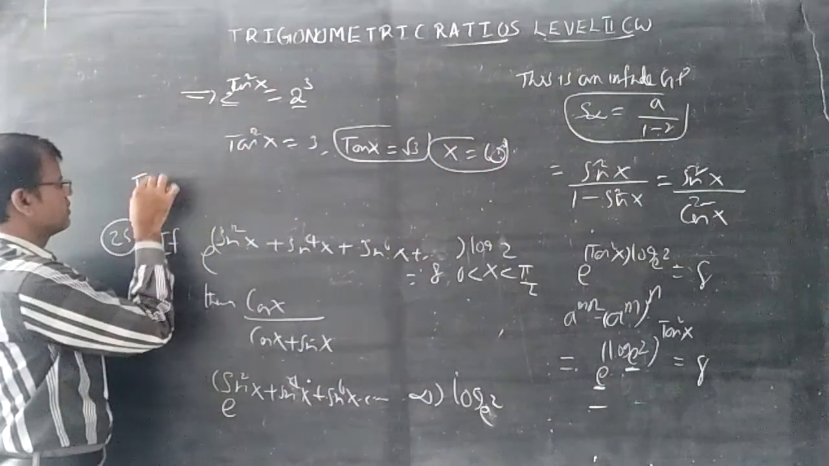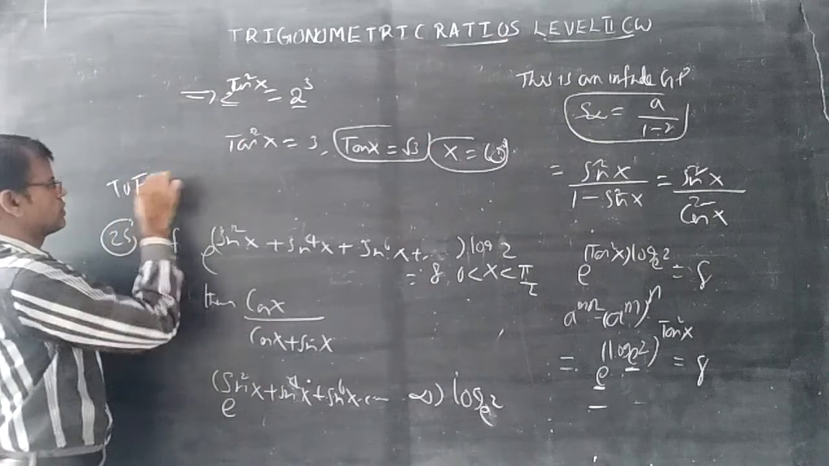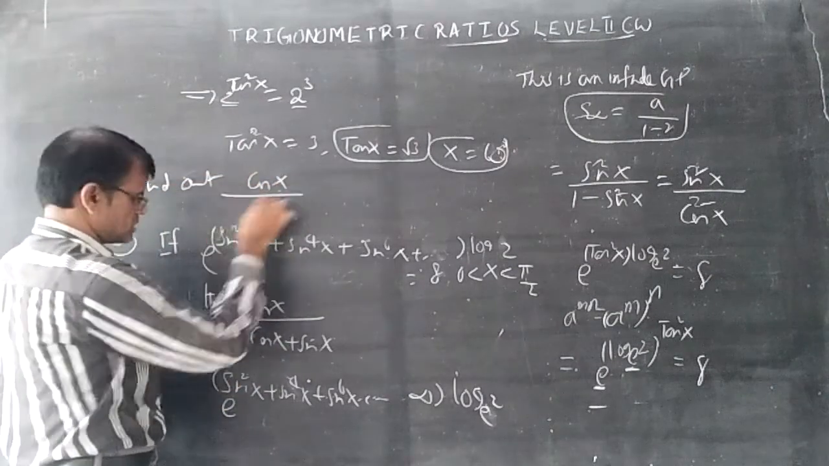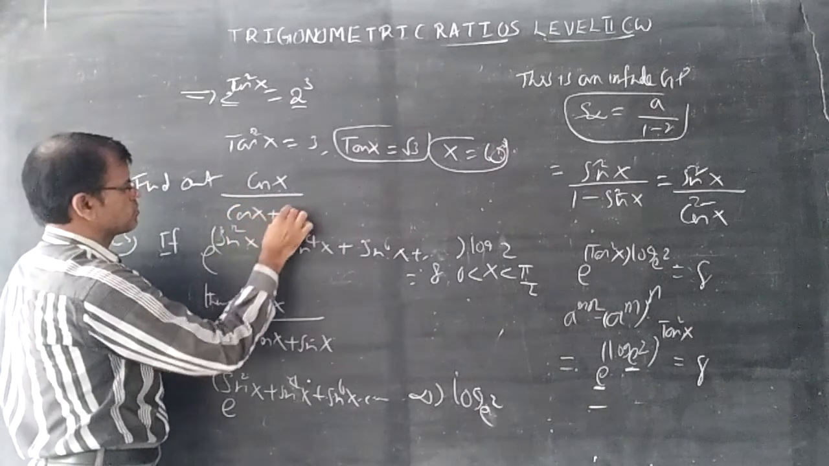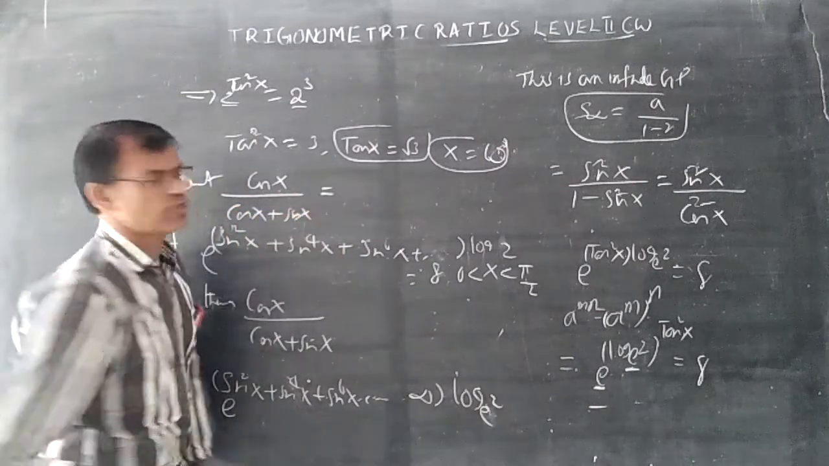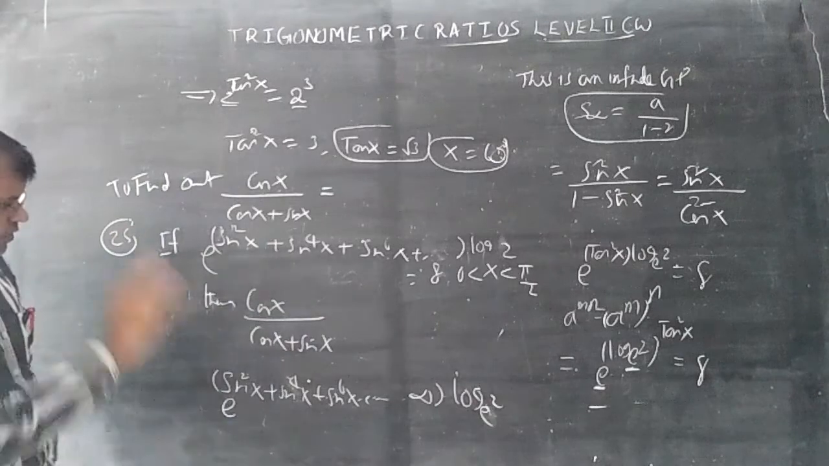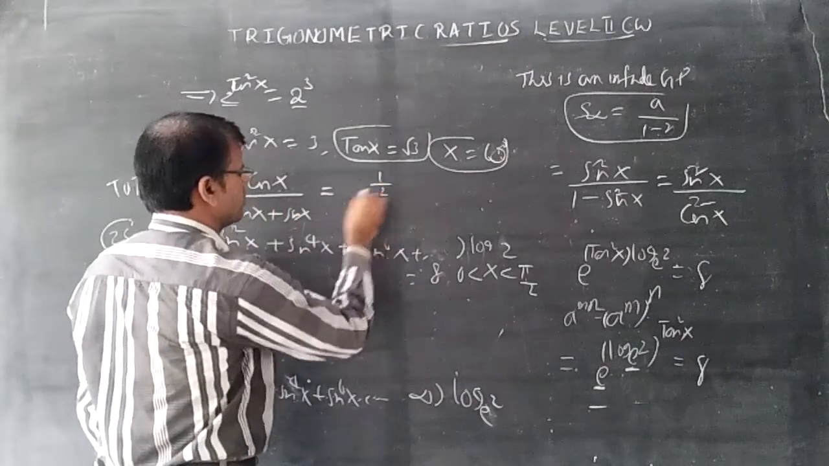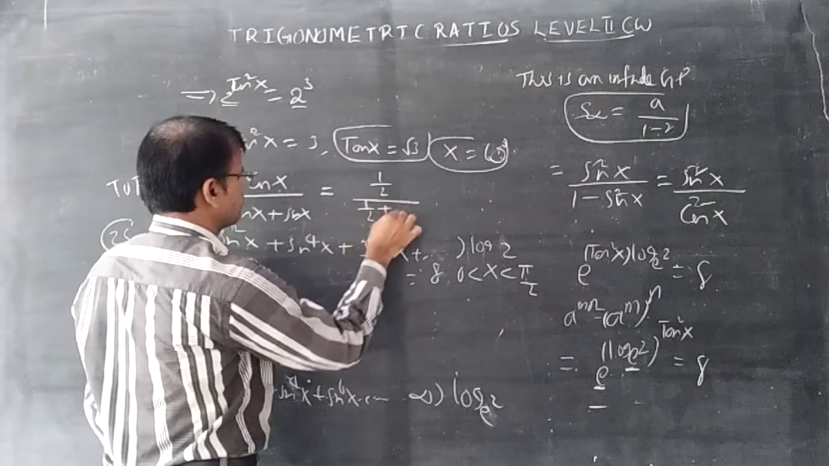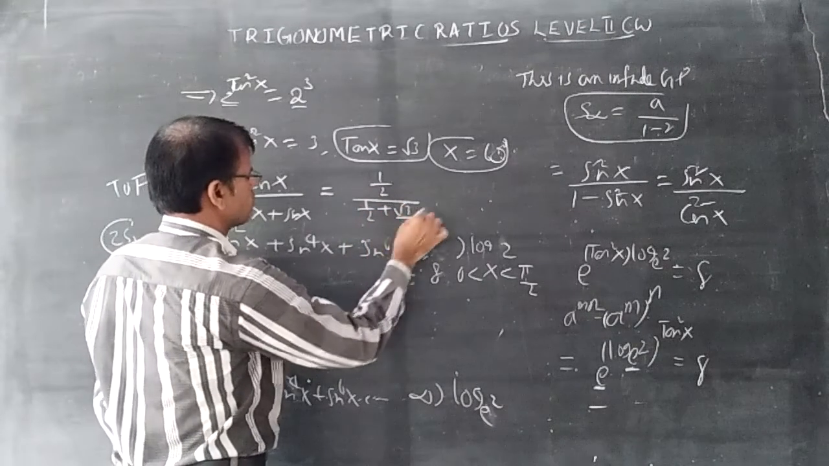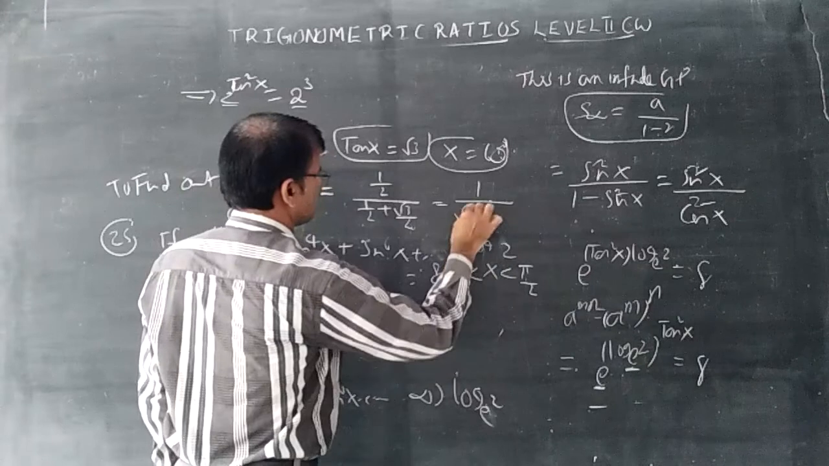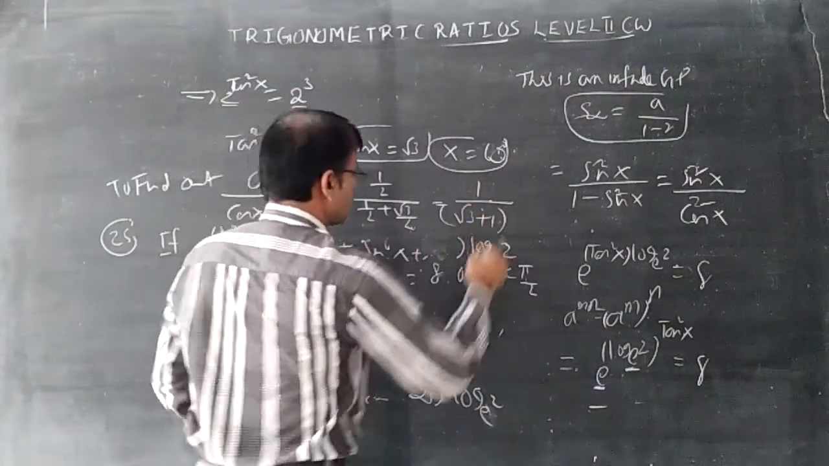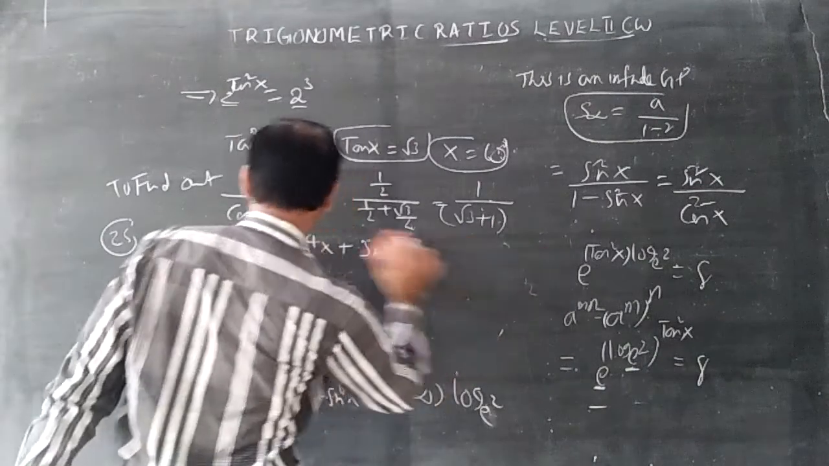Now to find out which one is given, cos x by cos x plus sin x. This is the main question. Very good, valuable question. What is the value of cos x? By cos 60, 1 by 2, by cos 60, 1 by 2, plus sin 60, root 3 by 2. 1 by root 3 plus 1, because 2 got cancelled. 1 by root 3 plus 1 we got.